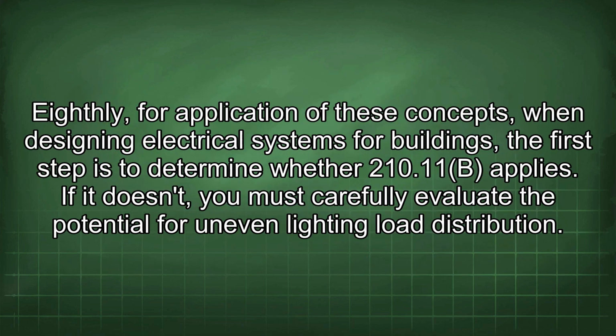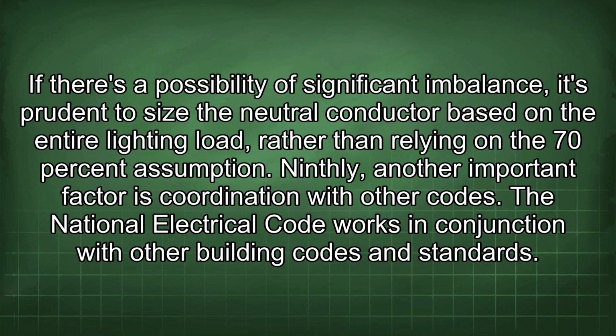Eighthly, for application of these concepts, when designing electrical systems for buildings, the first step is to determine whether 210.11(B) applies. If it doesn't, you must carefully evaluate the potential for uneven lighting load distribution. If there's a possibility of significant imbalance, it's prudent to size the neutral conductor based on the entire lighting load, rather than relying on the 70% assumption.